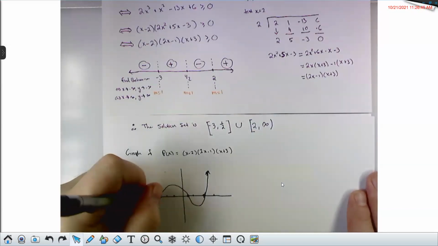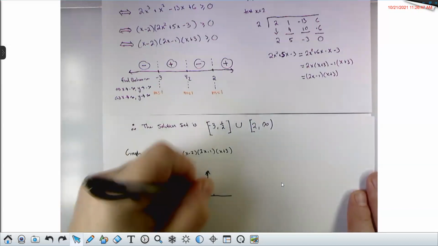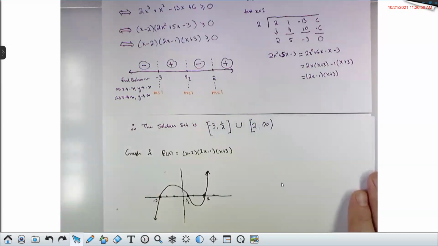This is -3, 2. And remember, we said we're looking for places where this polynomial is greater than or equal to 0. Well, that would be where is the graph above the x-axis? It's above the x-axis from here to here, which is -3 to +1/2. And it's above the x-axis everywhere to the right of 2, which we see here. So yeah, this is consistent with what we've seen already, right?